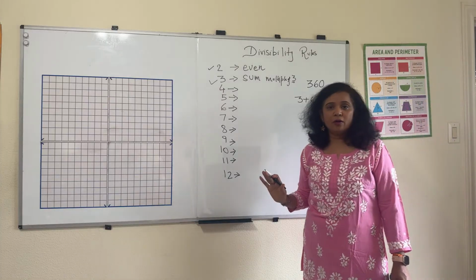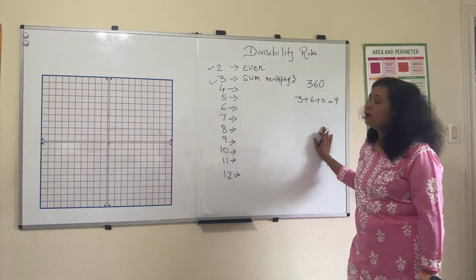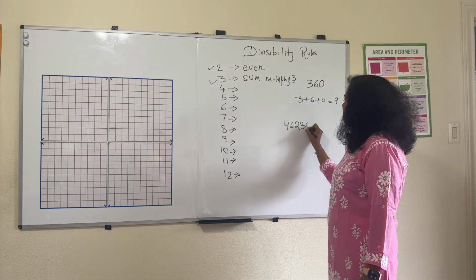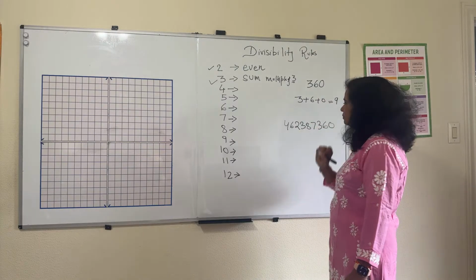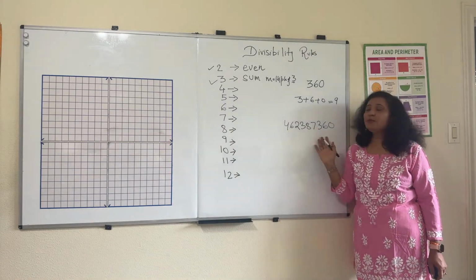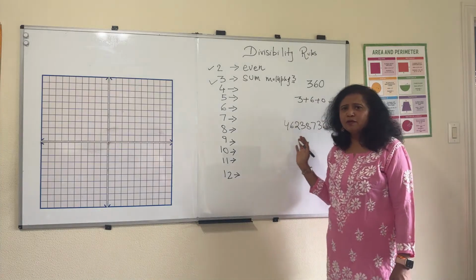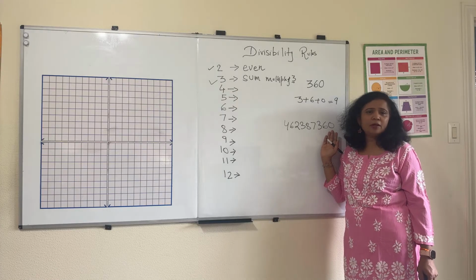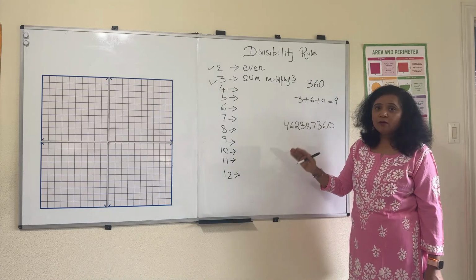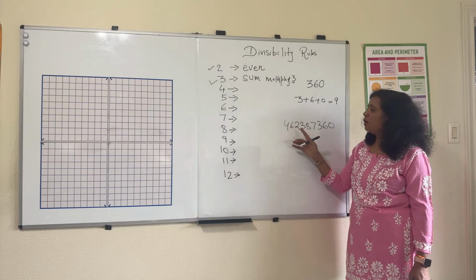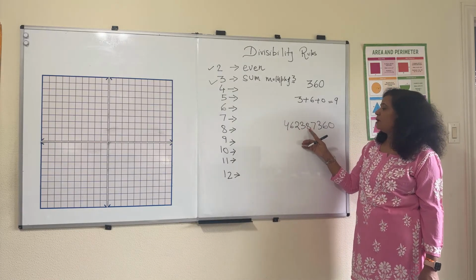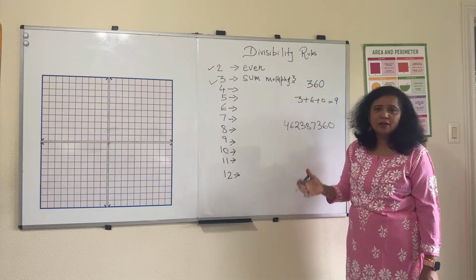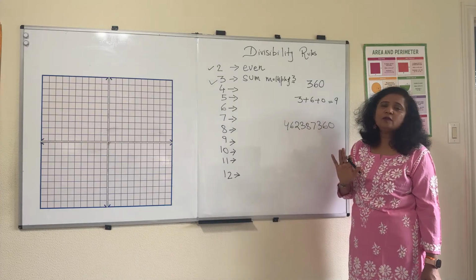Divisibility rule for 4. If I take a bigger number, for example, 4, 6, 2, 3, 8, 7, 3, 6, 0. Now this big number, is it divisible by 2? Look at the last digit. It's an even number, so it is divisible by 2. Now for 3, you have to add 4 plus 6 plus 2 plus 3 plus 8 plus 7 plus 3 plus 6 plus 0. Add all the numbers. If that number is a multiple of 3, it is divisible by 3.